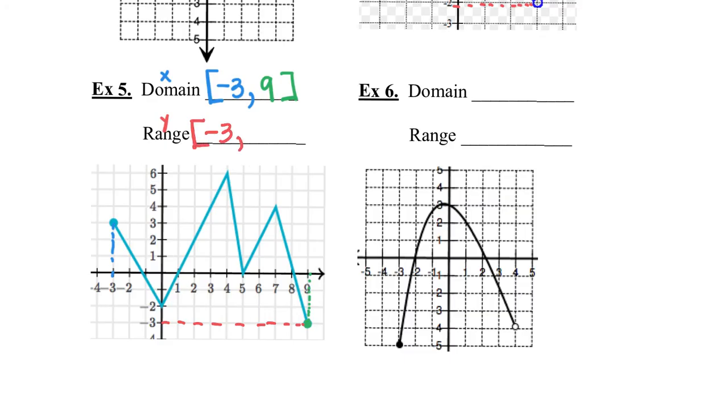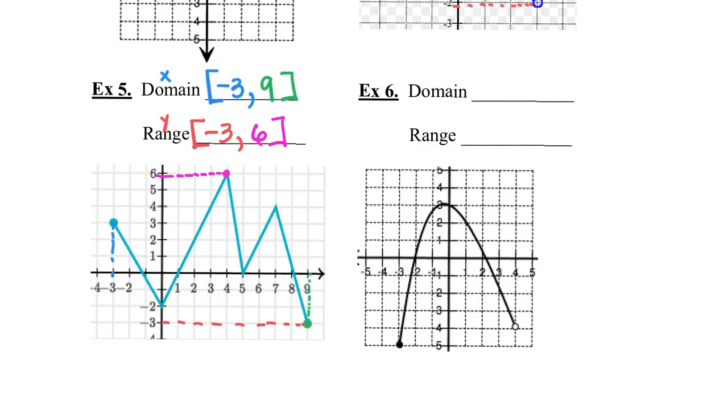Okay, the very highest point on the graph is way up here. The y value of this highest point is 6, and it is a bracket because the graph passes through there. The only reason it would be a parenthesis is if there was actually an open circle there or an arrow there.